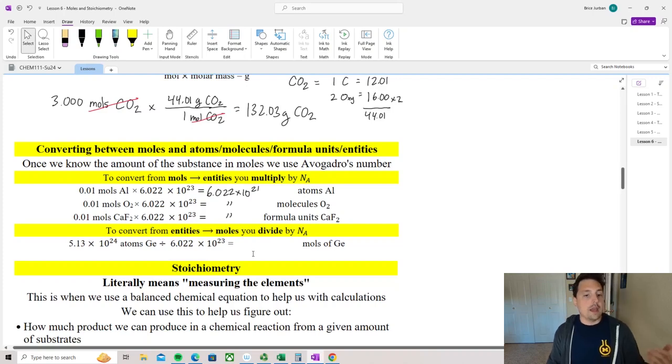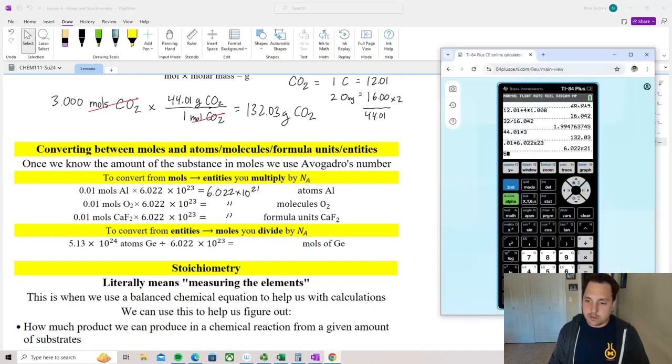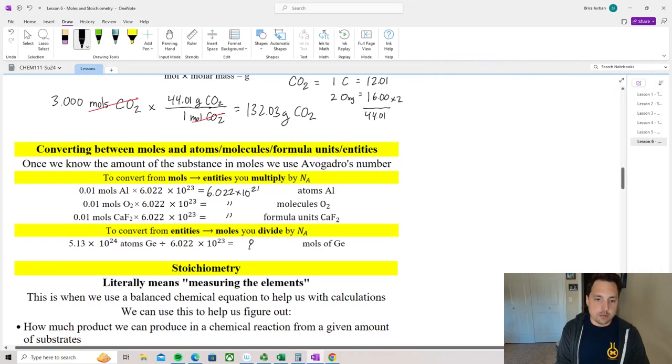And then if we want to go from entities to moles, we just divide through by Avogadro's number, because Avogadro's number, again, is the amount of atoms there are per mole. So if we do that in this one, let's see what we get. Okay, so this is roughly 8.52 moles of germanium.